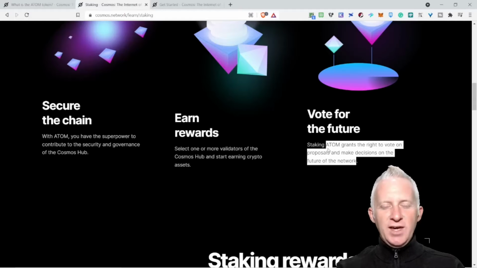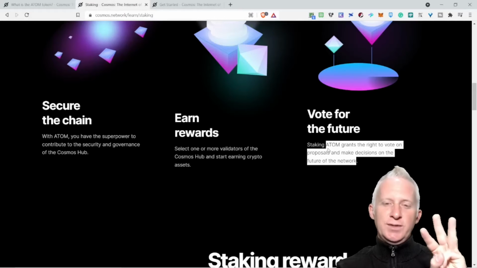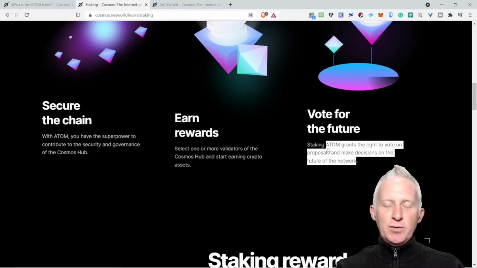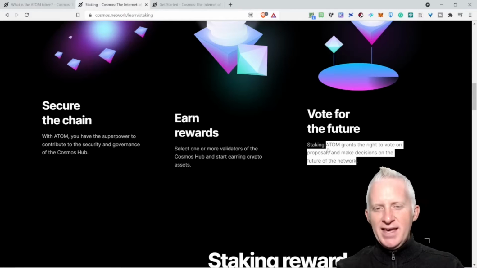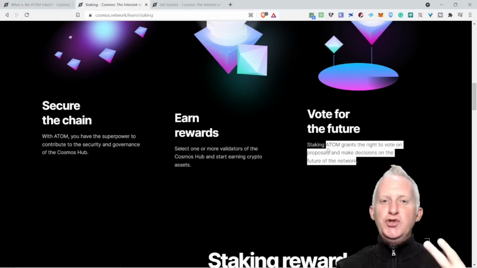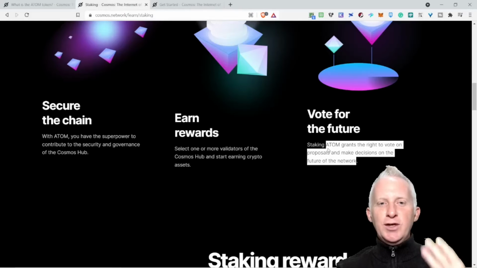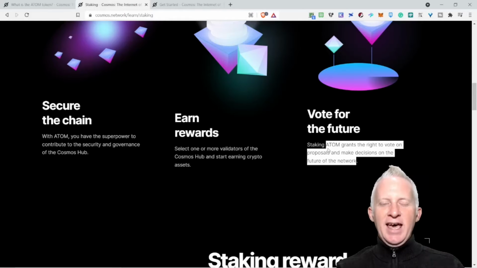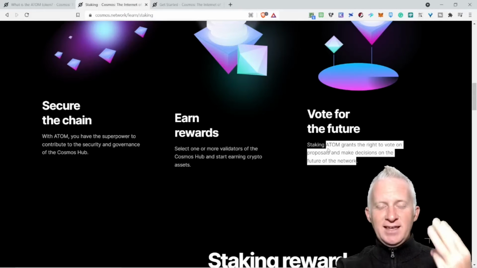This is really cool. So you can do three things when you stake on the Cosmos Hub, or the Cosmos ecosystem, I mean. First, you secure the chain. Second, you get rewarded. And third, you can take part in the governance and the future of the chain, so the Cosmos ecosystem. So you can take part in three things: governance, rewards, and securing the network.